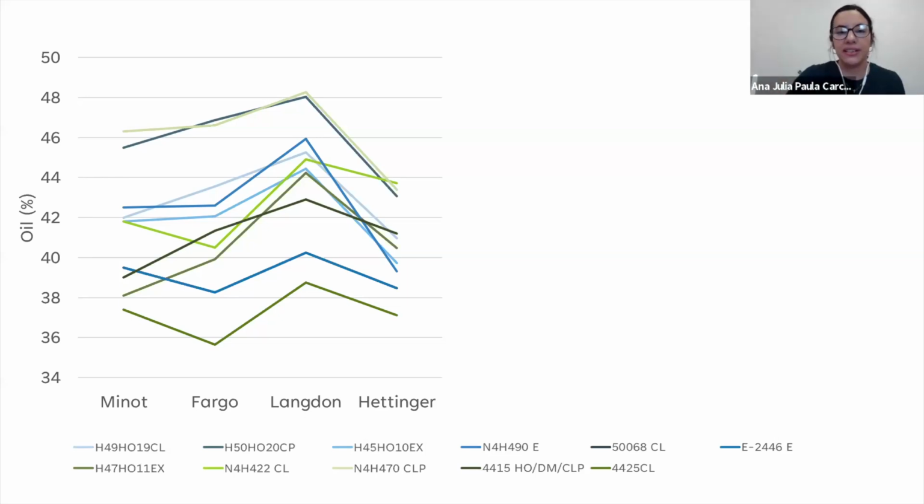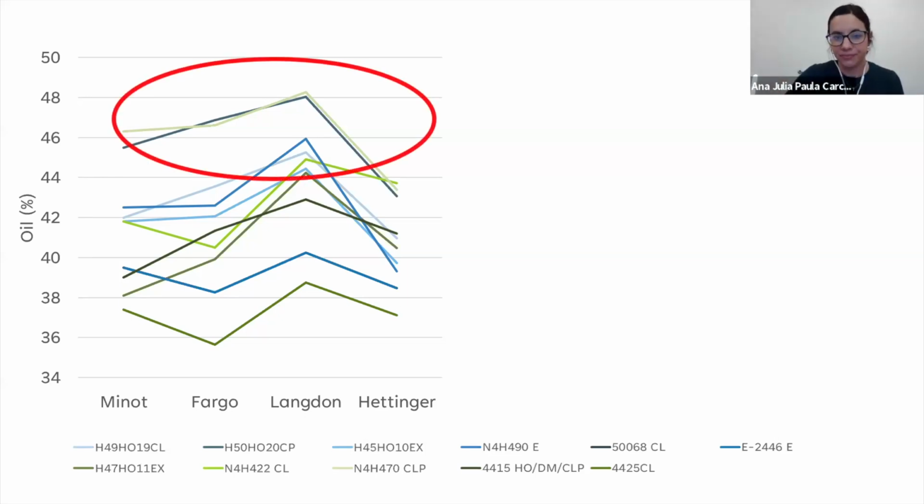Saying this, what we can see here is that there are some hybrids that are constantly higher in their oil concentration percentage, and then there are some hybrids that are constantly under 40%. So that's really meaningful information. Regardless of where you are, these hybrids didn't behave as they should.